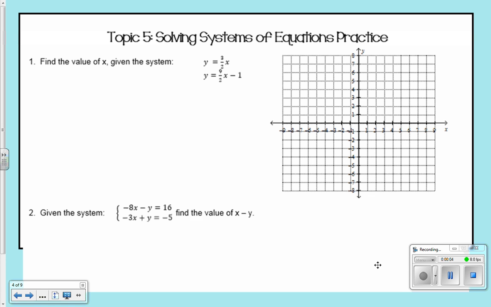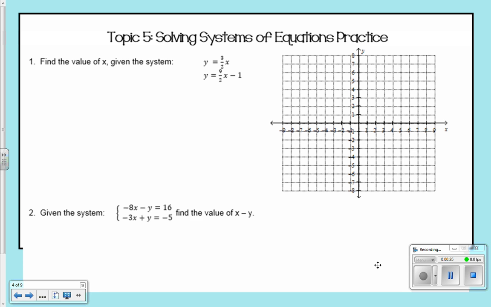Alrighty, so topic 5 just continues what we already know about solving systems. Really and truly, you could try all of topic 5 without me taking you through anything, but there are some things that are a little bit different or weird, so I wanted to make sure that I had a way to explain them to you. So again, if at any point you want to pause and try the problem first, go for it.